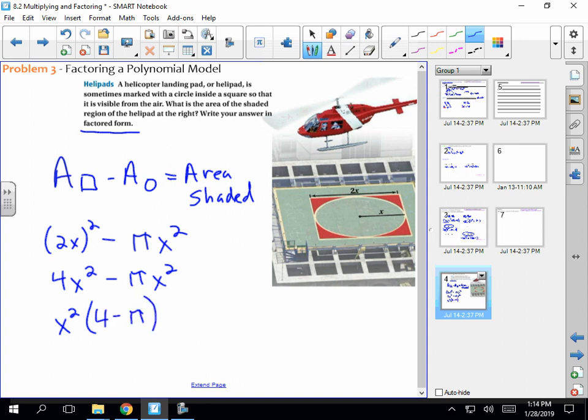That's right. So believe it or not, 4 minus pi is just a number. Pi, remember, is approximately 3.14. So 4 minus that is just a number times x squared. So that's its simplest version or its factored version.